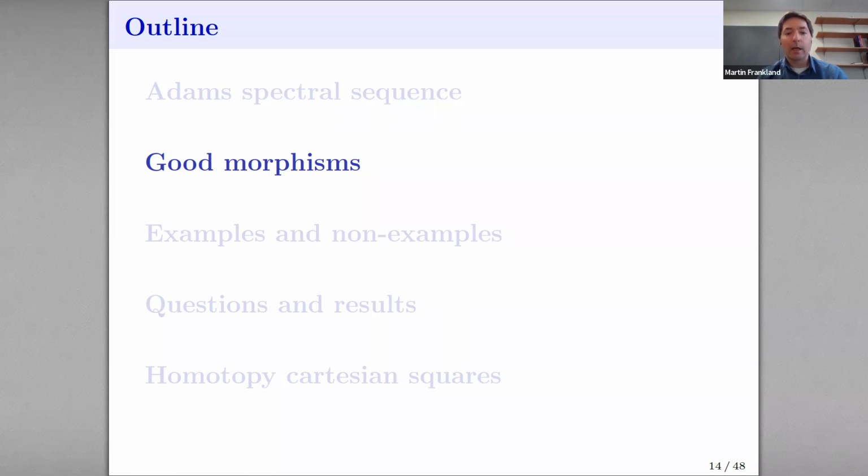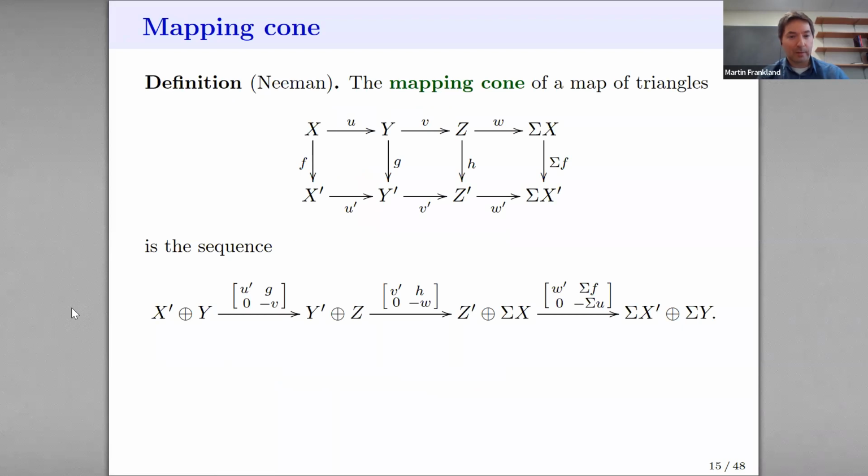Let me recall some work of Amnon Neeman on good morphisms. He proposed this definition. You start with triangles in some triangulated category. I'm a topologist, so I denote my suspension functor with a sigma. But if you're an algebraist and you prefer brackets [1] for the suspension, that's also fine.